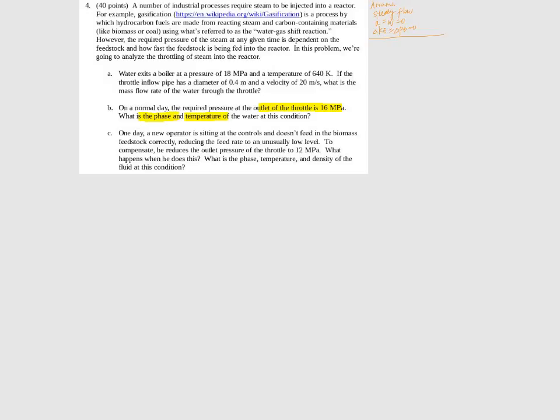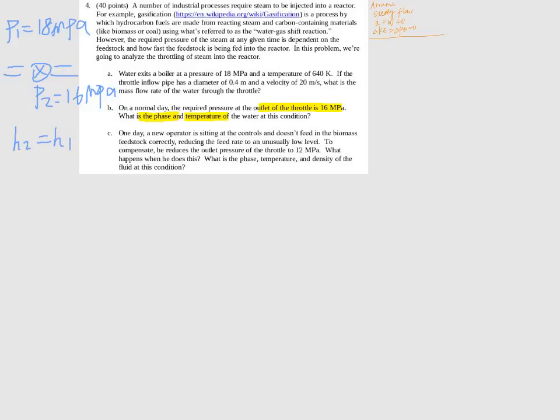So just to help you visualize this problem a little bit, I'm going to draw a throttle here. We know from part A that the inlet pressure, P1, is 18 megapascal, and the outlet pressure from part B, we know is 16 megapascal, and our goal is to find the phase and temperature. So if you recall the relationship necessary for a throttle, there's a very important piece of information: H2 is equal to H1.